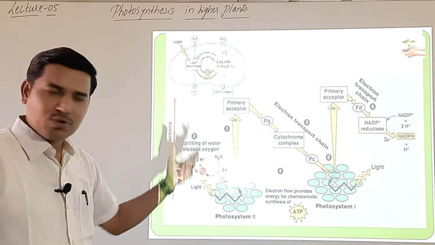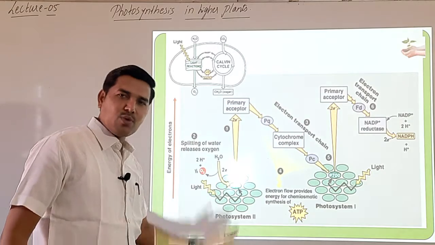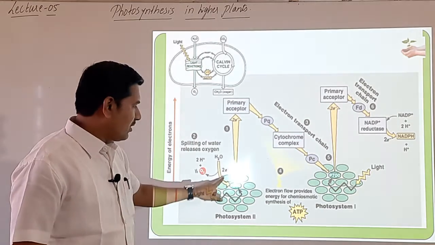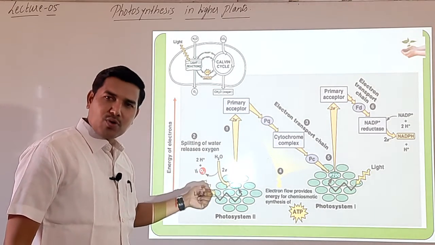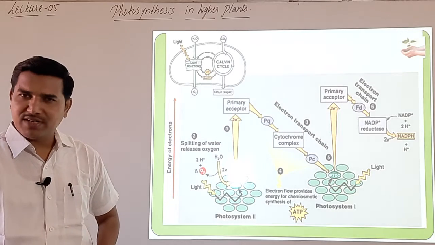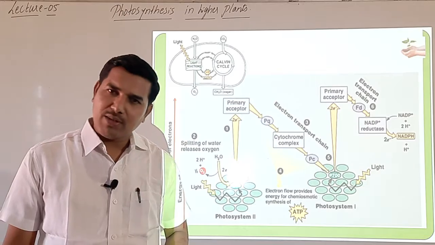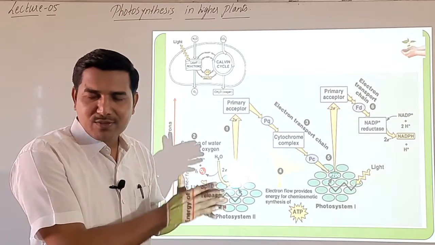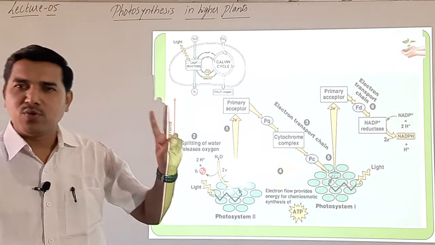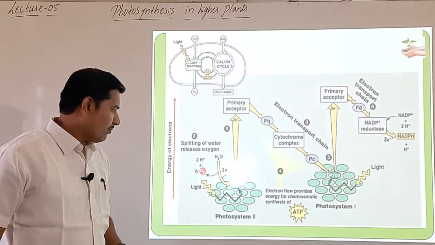Let us study that heading later. Water gets split, H2O gets broken down to release 2 electrons, 2 protons and 1 nascent oxygen. That means we also call it half O2. So, for oxygen to be released, how many water molecules have to be broken down? 2 water molecules have to be broken down.